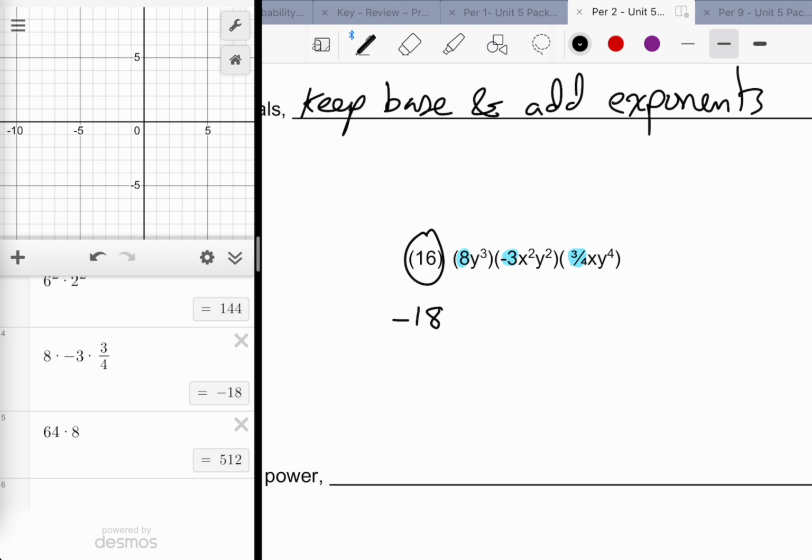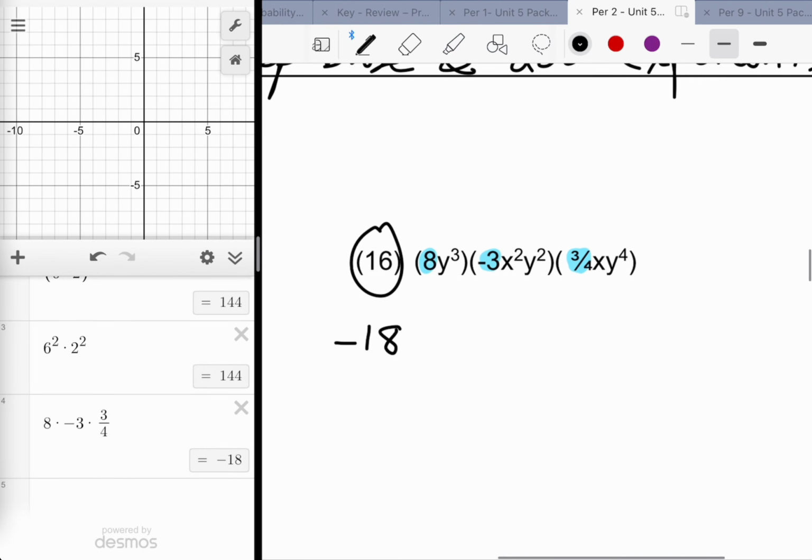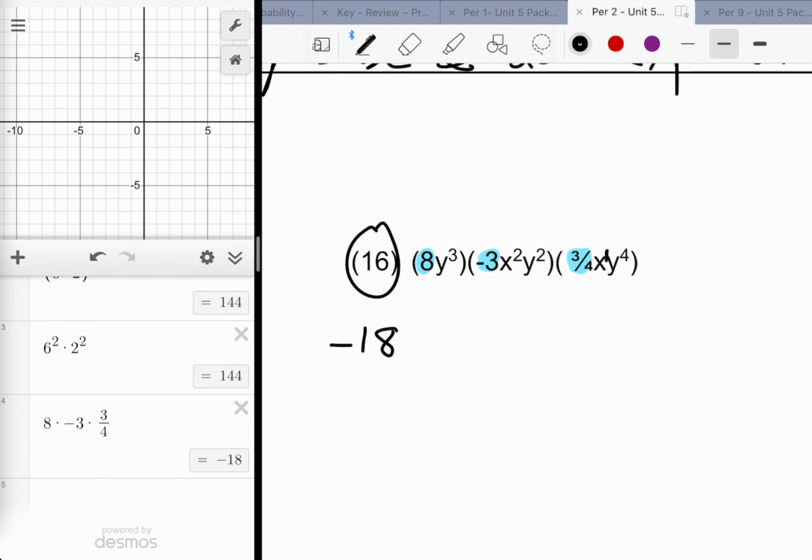Or you could put it into the calculator. I have it right here. But yeah, give it a shot first. You know, little brain exercise. All right. Now, when you're dealing with the variables, go in alphabetical order. So x comes before y, so let's handle that. Now, I notice here that I have an x that's just without an exponent. There's always an understood exponent of 1, so I'm just going to chuck that in there. So I have x to the second, x to the first. Keep the base, add the exponents, x to the third.